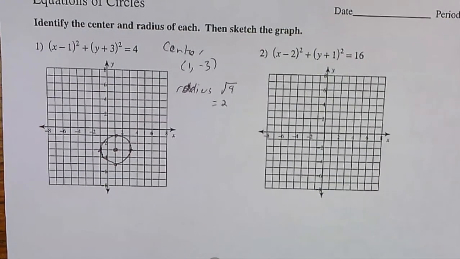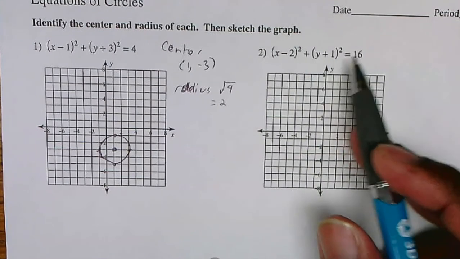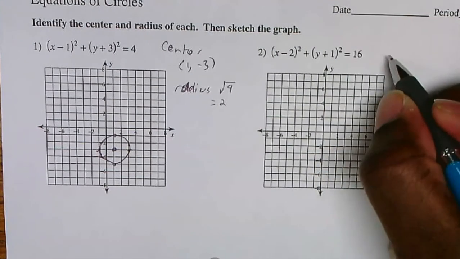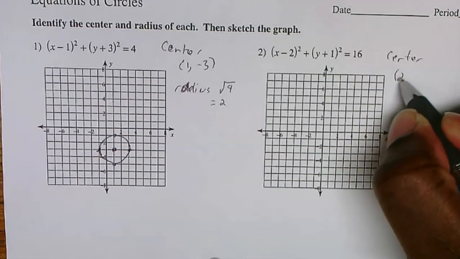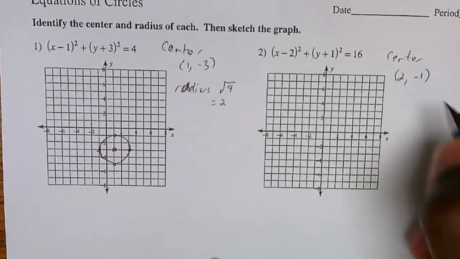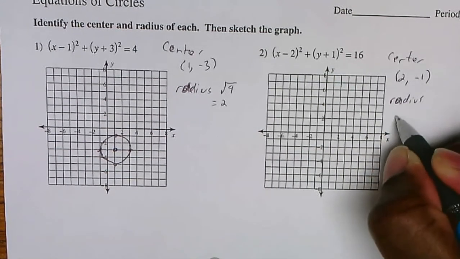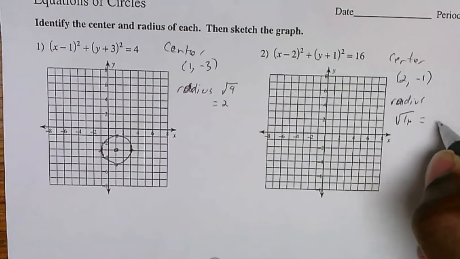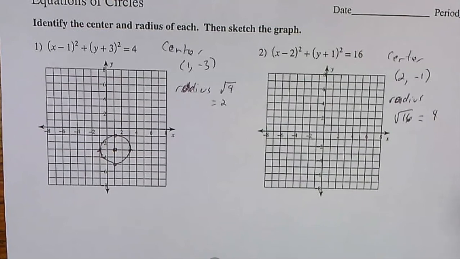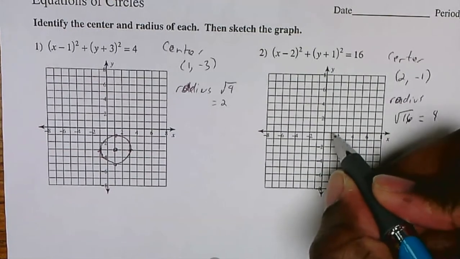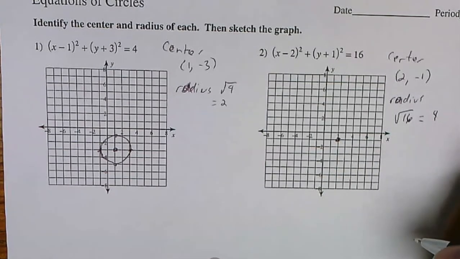In the second one here, this is the equation, and I can easily find my center. In this problem, my center should be at positive 2, negative 1, and my radius is the square root of 16, which is 4. So I know my radius is 4. So I'm going to start at that point, (2, -1). I'm going to go over 2, and down 1. That point is my center.